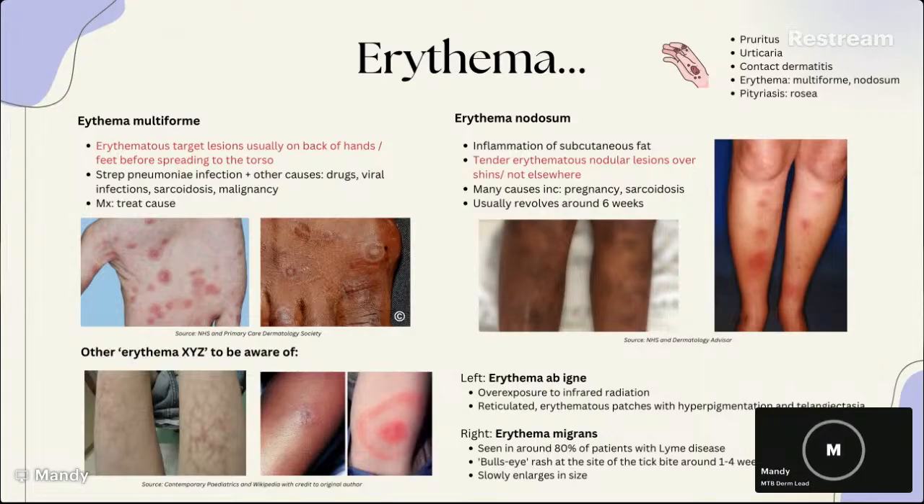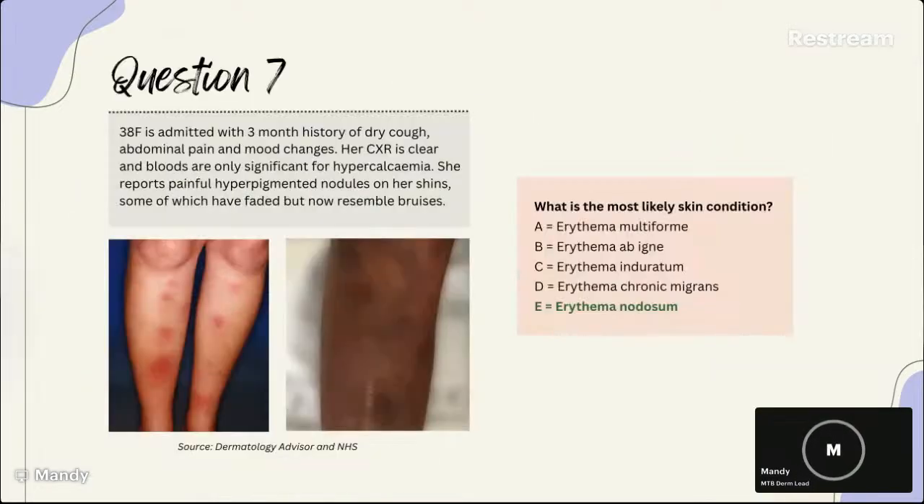The second question following that was that lady, of course, with these sort of hyperpigmented nodules on the actual lower limbs that had been quite painful. So they're tender, erythematous. In some skin tones, they look more reddish. In other darker skin tones, they can look more hyperpigmented. Nodular lesions, usually over the shins. And it's essentially linked to inflammation of the subcutaneous fat. There are many causes of erythema nodosum, including pregnancy or sarcoidosis, which that particular scenario hinted at.